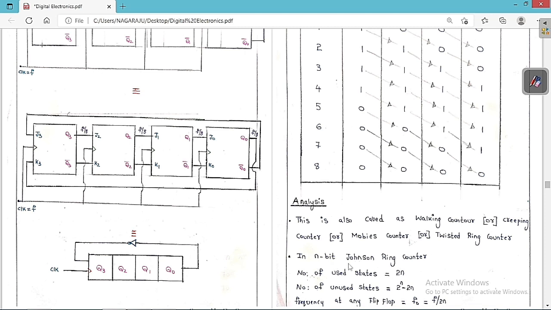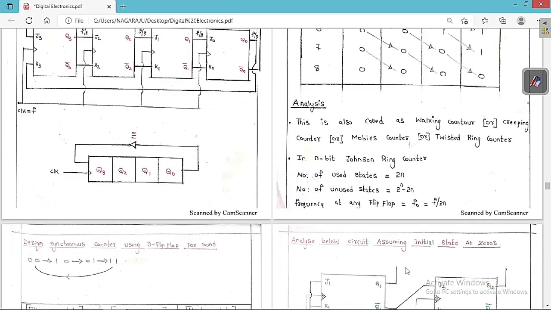So in an n-bit Johnson's ring counter, the number of used states is 2n, because for 4-bit the number of used states is 8. So generally, for n-bit, the number of used states is 2n. Then the number of unused states is basically 2 to the power of n minus the used states 2n. So with this, we get the number of unused states as 2^n minus 2n. And the frequency at any flip-flop output is f1 equal to clock frequency divided by the number of used states, 2n. So this is the point that you always have to keep in your mind.